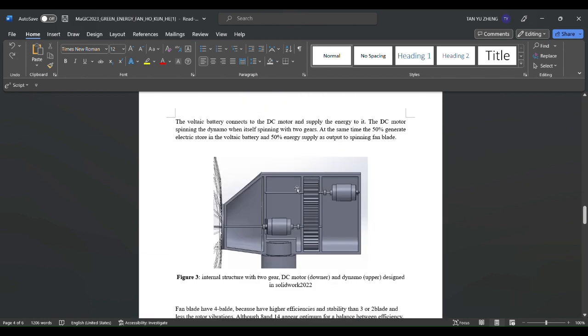And then this is where the DC motor and the dynamo function. The voltage battery will connect to the DC motor and supply the energy to it. The DC motor will spin the dynamo through the 2 gears. At the same time, 50% of the electrical energy generated is stored in the voltage battery, and 50% of the energy is supplied as output to spin the fan blade.